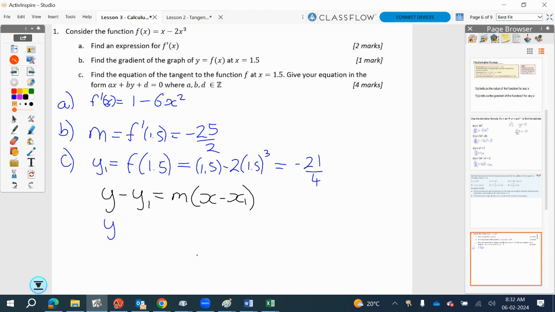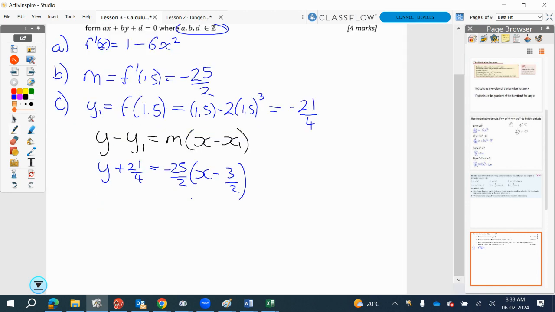So let's put the bits and pieces in. We've got y minus y1, so that becomes 21 over 4 equals m, that's minus 25 over 2, x minus 3 over 2, 1.5. We need to make it so that these are integers. We have to multiply through by the lowest common denominator. What is the lowest common denominator? 4. We're going to multiply through by 4.